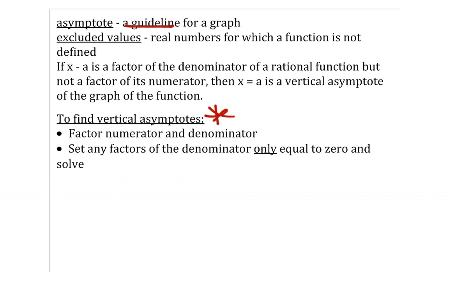And in order for that to happen, you would be looking at x minus a being a factor of the denominator only, not the numerator. Then you would set it equal to 0 and solve and find the vertical asymptote. So the process, which I started for you below here, is you're going to begin, of course, by factoring that numerator and denominator. And again, you're going to set any factors of the denominator only equal to 0 and solve.